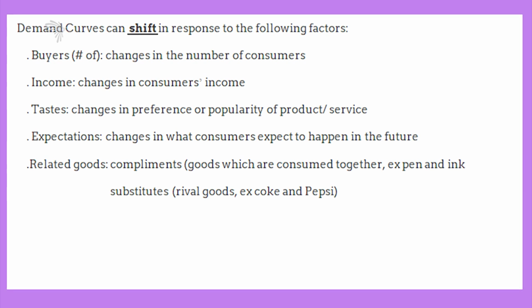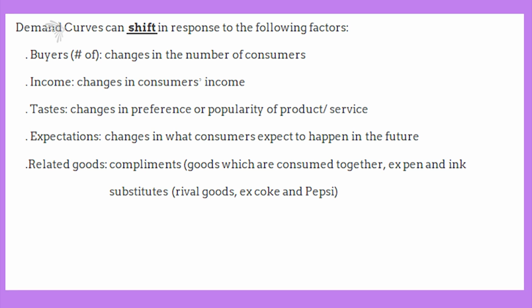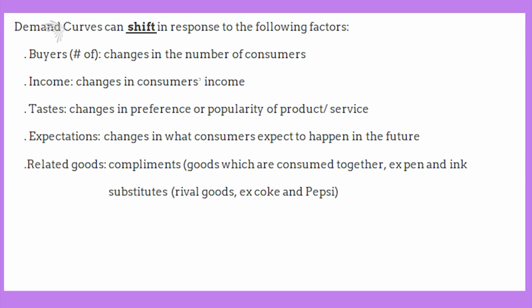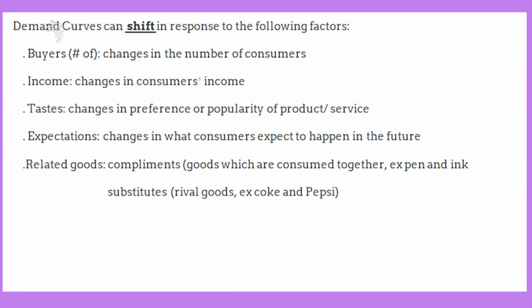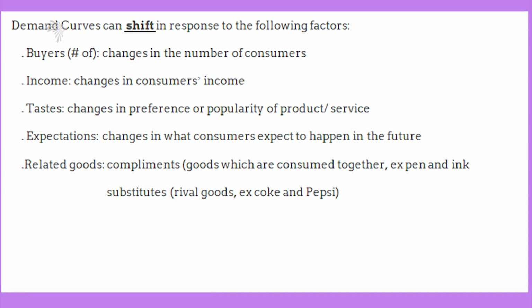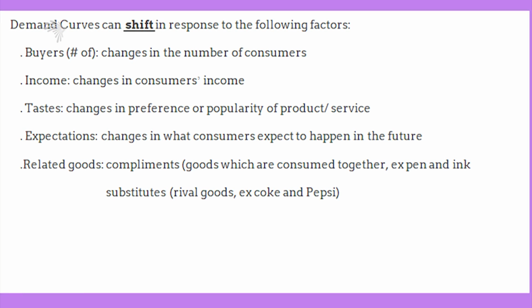By complements, we mean goods which are consumed together. The best examples are pen and ink. Examples of substitute goods are Pepsi and Coca-Cola. So we can also call them rival goods.